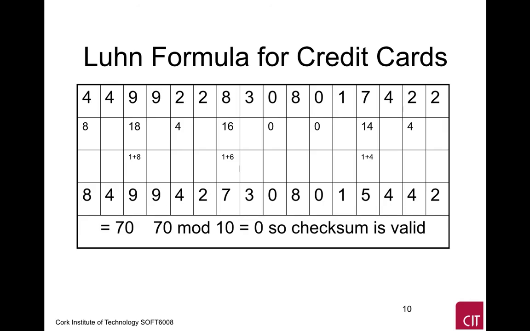So 18 minus 9 is 9. 16 minus 9 is 7. 14 minus 9 is 5. So that's handy there. But again, you could see you'd have an if statement to do that or whatever. Okay, so that's the Luhn algorithm for credit cards.